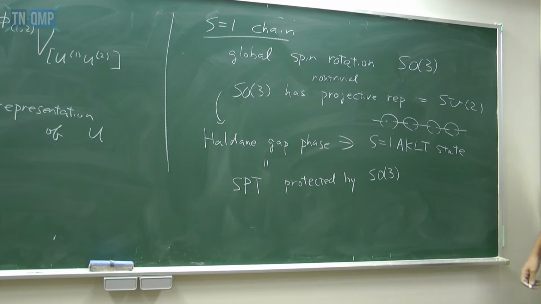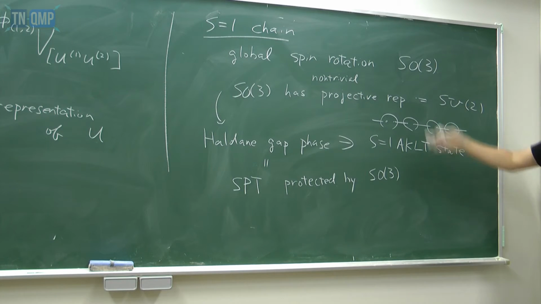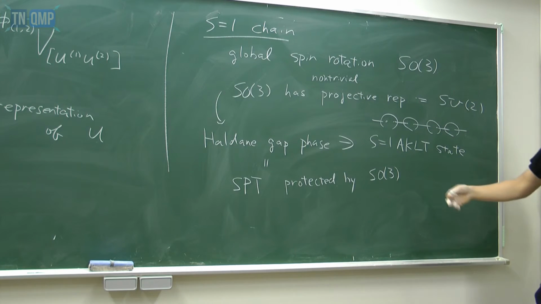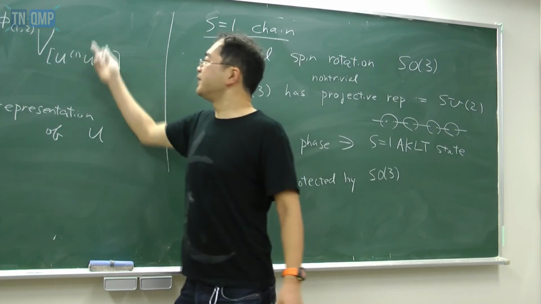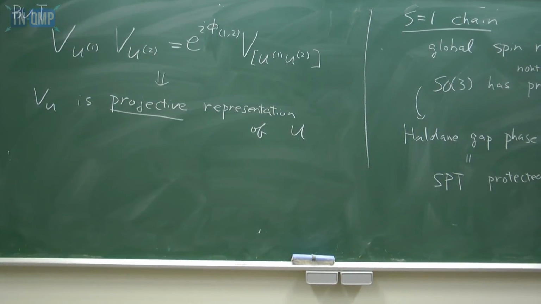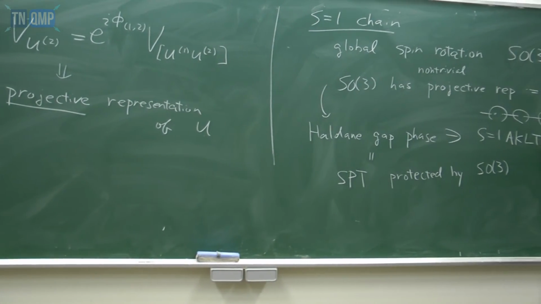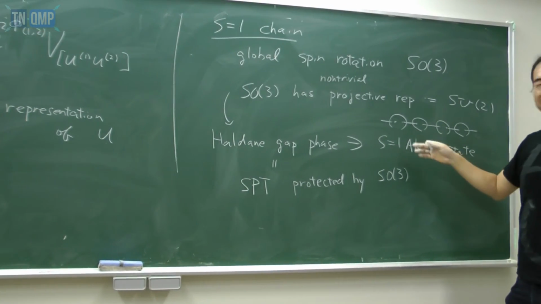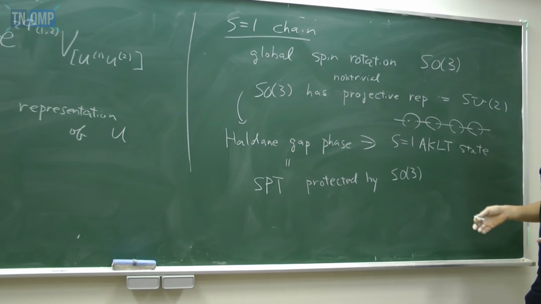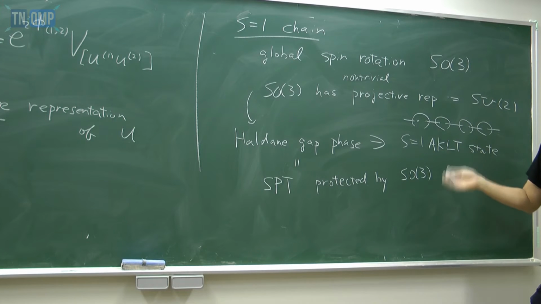In the sense that for this AKLT phase, you can apply this analysis. And what you find is that this representation V is actually SU2, not SO3. So in that sense, in the AKLT state, you have a non-trivial representation of SO3. So it cannot appear in a trivial state.